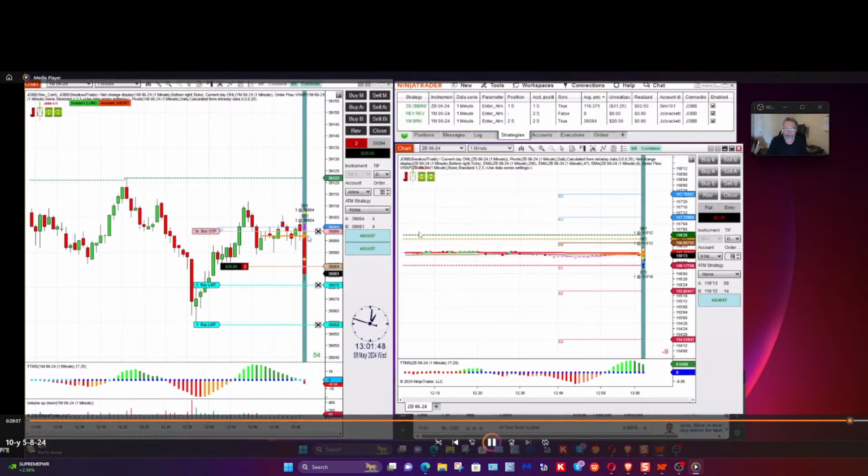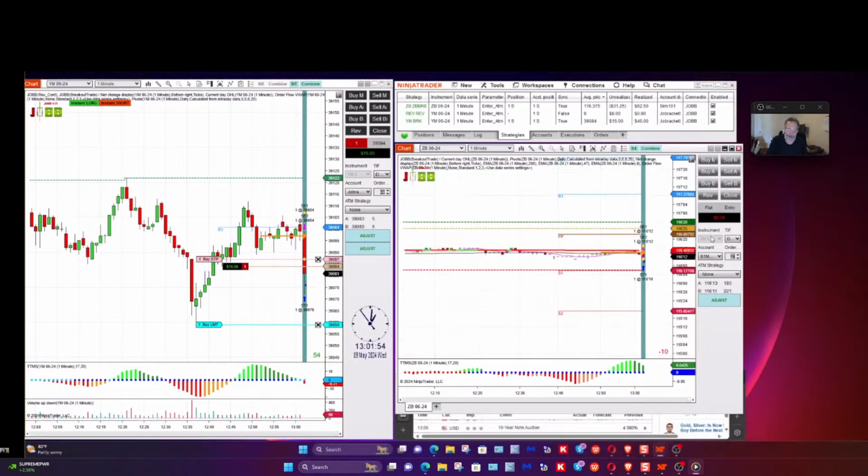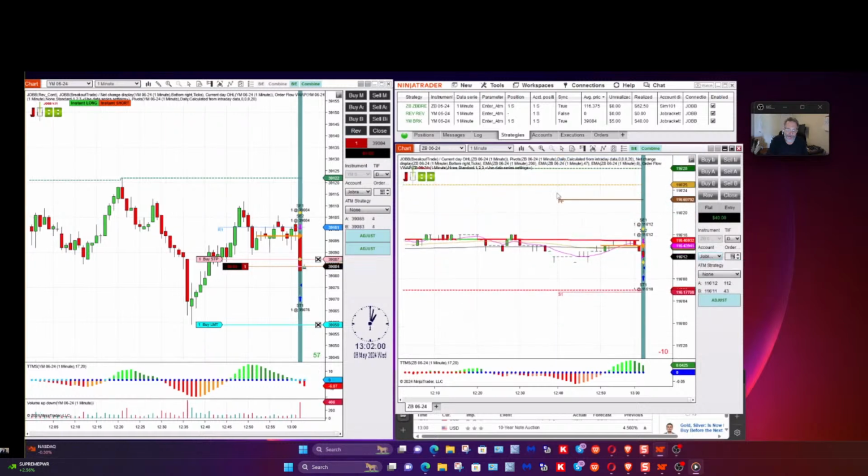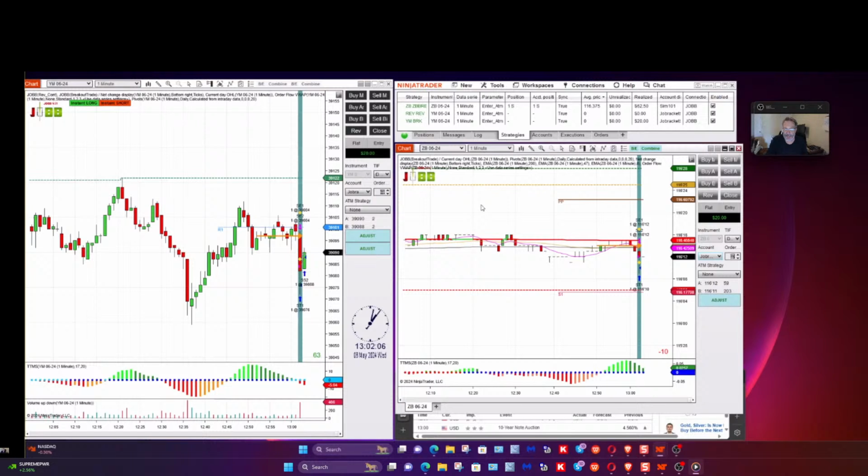And there's target 1 being hit, and that's only 8 ticks. And then what really happened is it was a break-even -3, but there was a couple of ticks of negative slippage, and that's why it was only a $20 profit.